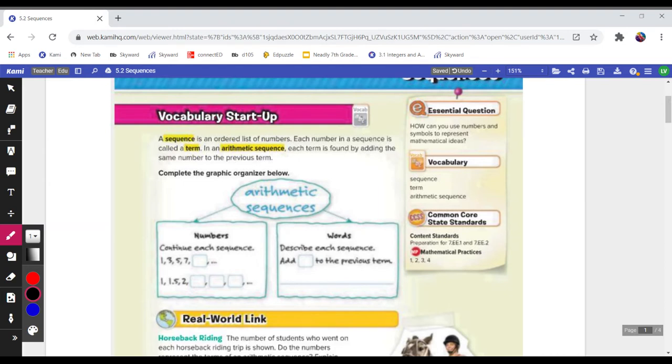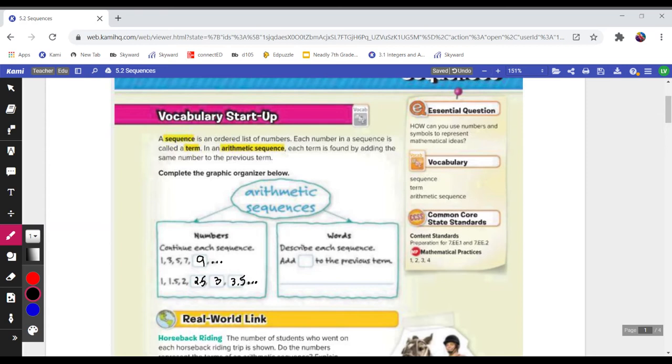1, 3, 5, 7. Next one's going to be 9 because those are going by odd numbers. The next sequence is 1 to 1.5 to 2 to 2.5, 3, and lastly 3.5. Now if you notice, there is a dot, dot, dot after both these sequences. That is implying that this sequence is continuing. It's not terminating.